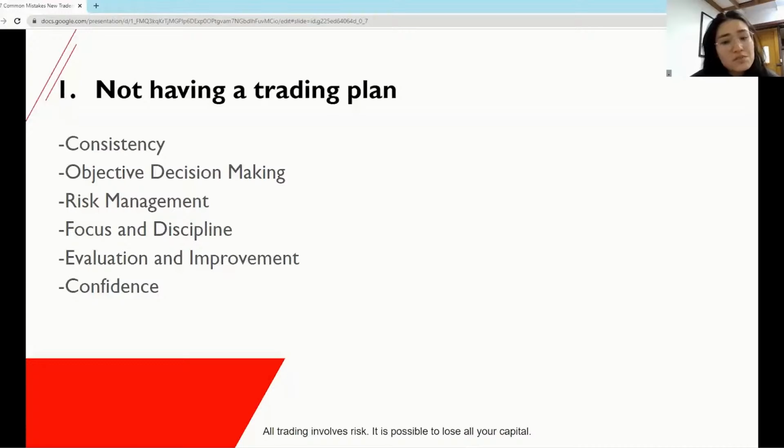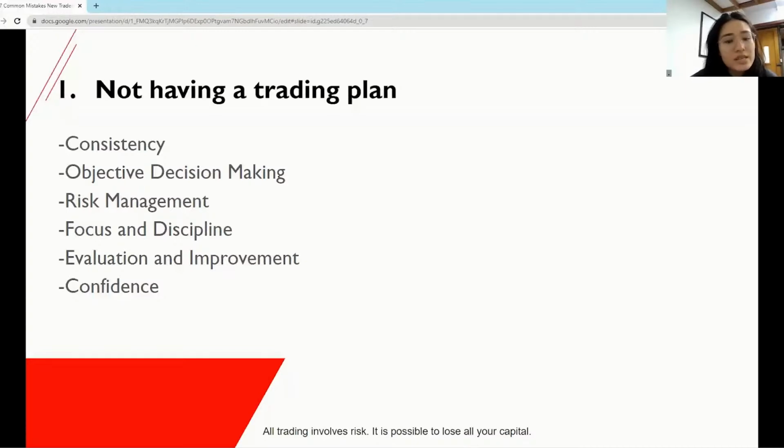Next, we have risk management. We'll get a little bit more in depth into this in the next few slides. But basically, a trading plan incorporates risk management principles that help you to protect your capital. It outlines exactly how much risk you are willing to take on each trade, where to set stop loss orders, when to take profits, so on and so forth. And by implementing proper risk management techniques, you can limit potential losses and preserve your trading capital.